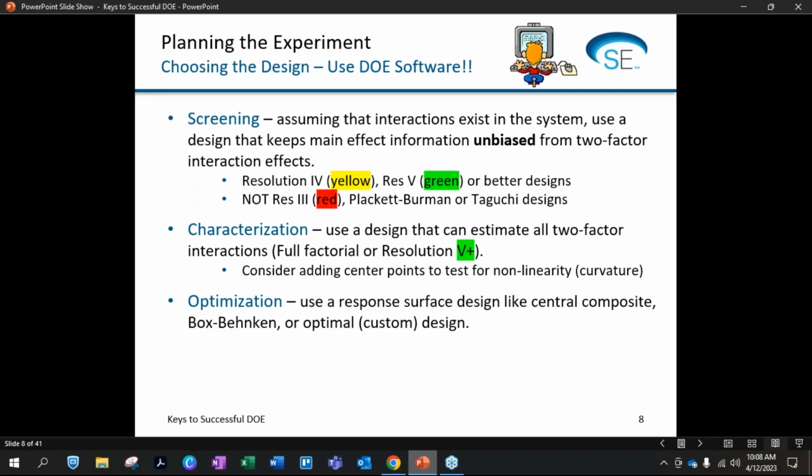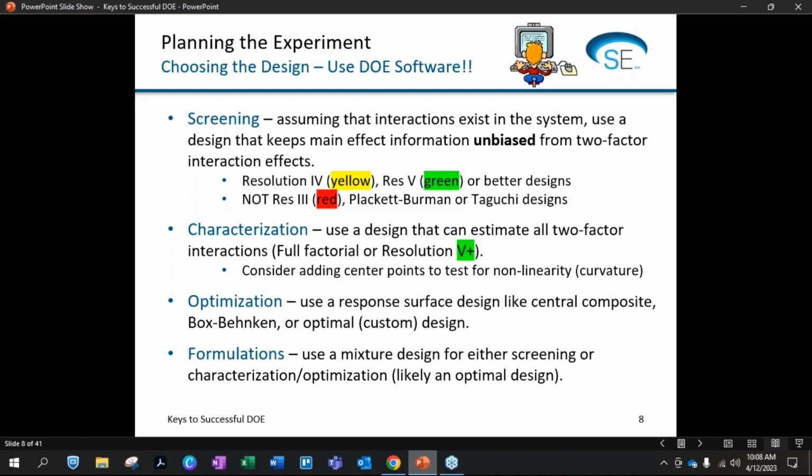If your goal is optimization and you need or want to run multiple levels, more than just 2 levels, then you're going to jump into a response surface design like a central composite, Box-Behnken, or an optimal custom design.